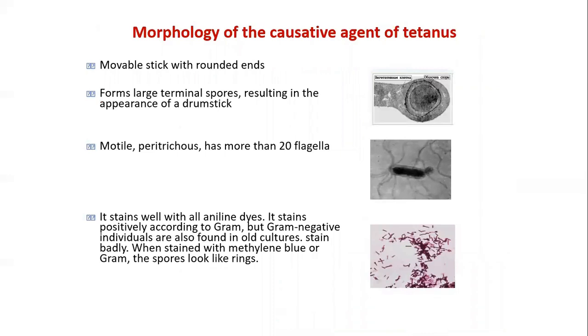Morphology of the causative agent of tetanus. A movable rod with rounded ends. Forms large terminal spores resulting in the appearance of a drumstick. Motile, peritrichous, with more than 20 flagella. It stains well with all aniline dyes. It stains positively according to Gram, but Gram-negative individuals are also found in all cultures. The spores stain badly. When stained with methylene blue or Gram, the spores look like rings.